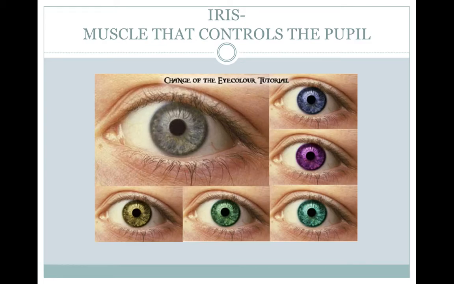So the iris that you see right here adjusts light intake. It dilates and constricts in response to the light intensity and even to other things like hormones, inner emotions, and that sort of thing. So the iris really does control the pupil. And this is the colored portion. It's the muscle.